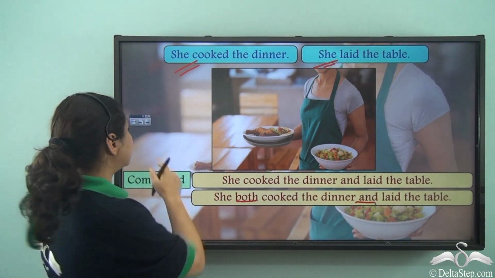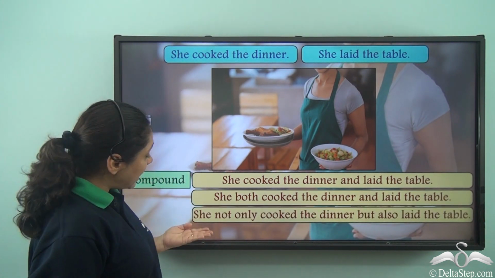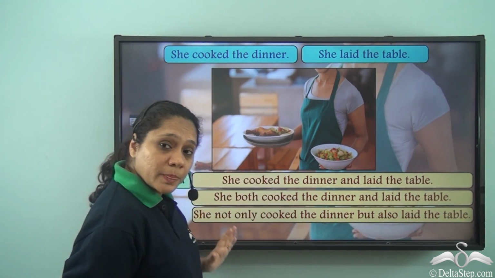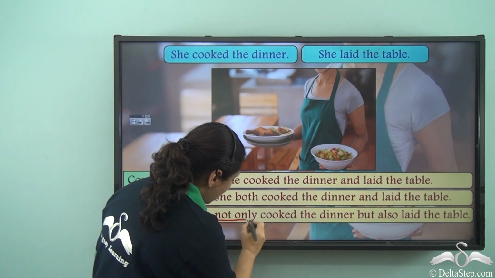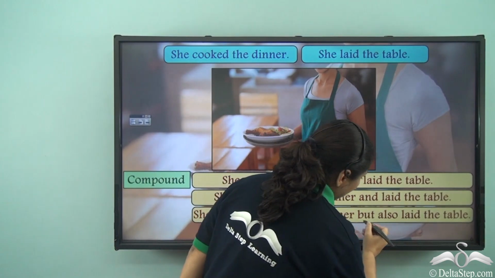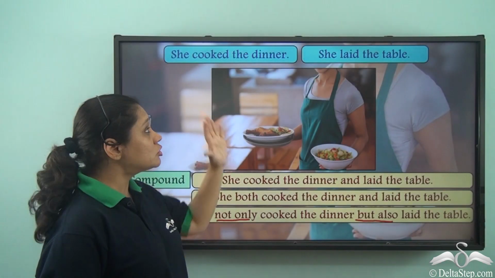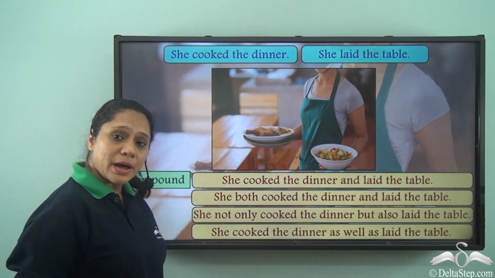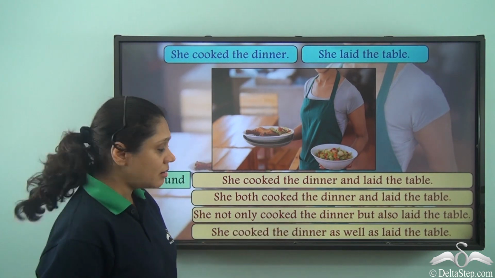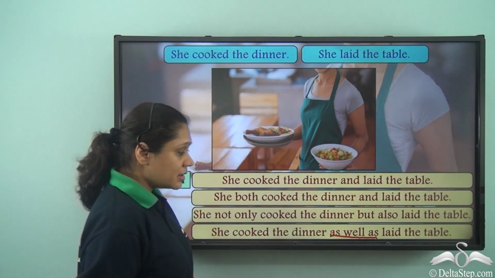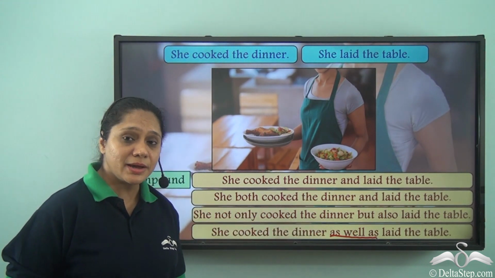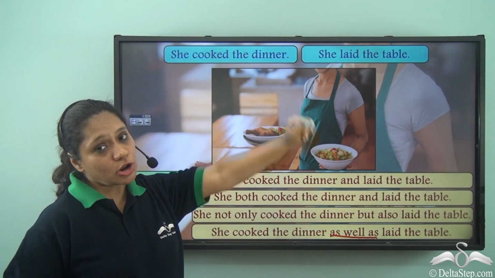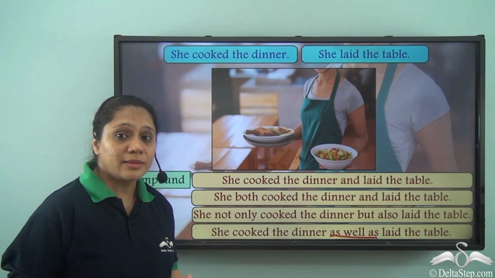You can also join the sentences or the clauses and write, she not only cooked the dinner but also laid the table. In this sentence, we have used the correlative conjunction not only but also. Now you can also join the two independent clauses or the simple sentences to form another compound sentence: she cooked the dinner as well as laid the table. So we have used the conjunction as well as here. So we see that there are numerous ways of joining the two independent clauses. You can choose any way that you want.